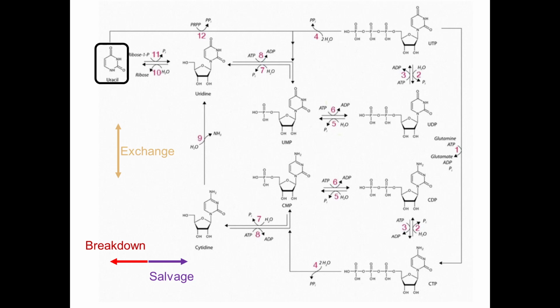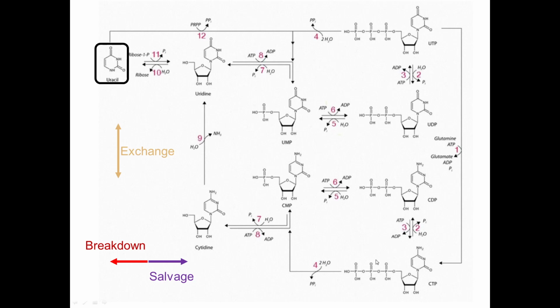Maybe I have plenty of C's and not enough U's. I can convert C's to U's. Maybe I have plenty of U's and not enough C's. I can convert U's to C's. So using the purple direction to the right, salvage, along with exchange, I can recover the ones I need from the ones I have. And if I have too much, I can use the red arrow and break it down completely. So let's go through these steps really quick.